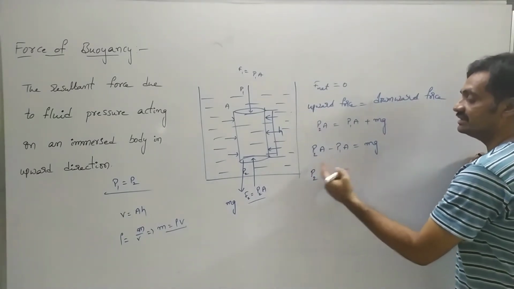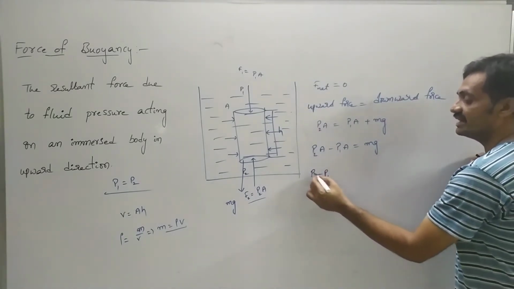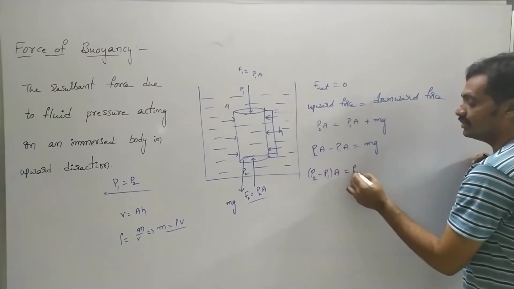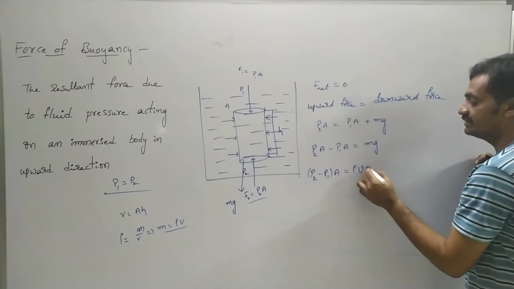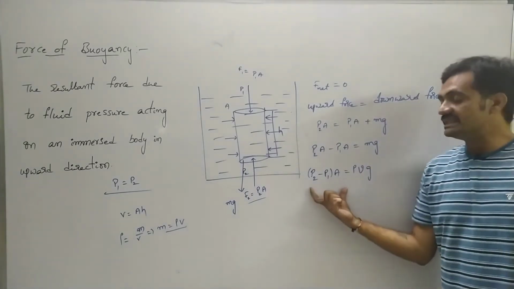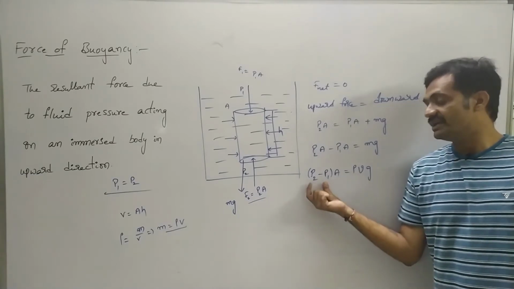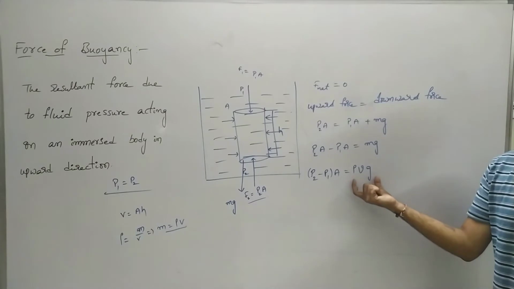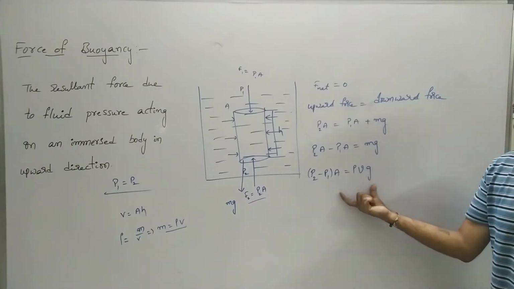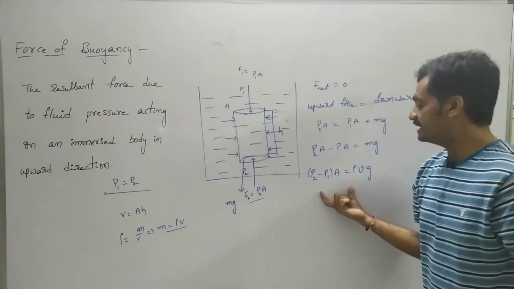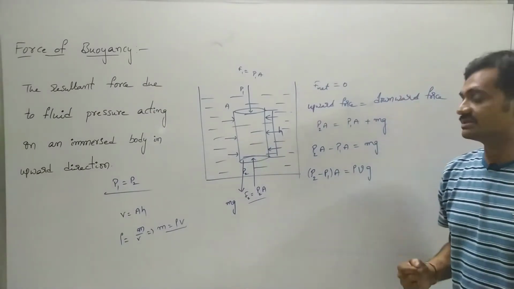So in the place of mass we are going to substitute these values, then the expression can be represented as (P2 minus P1) into A equals rho into V into g. This (P2 minus P1) into A equals rho Vg represents a force of buoyancy, or we can also represent it as an upthrust.